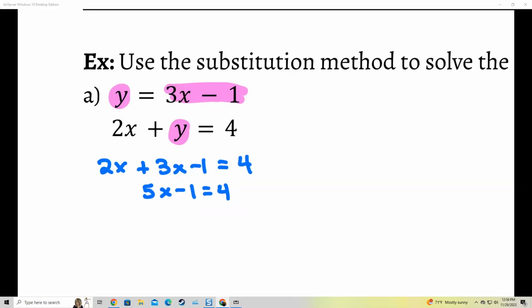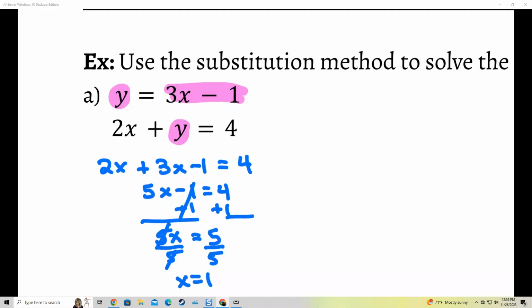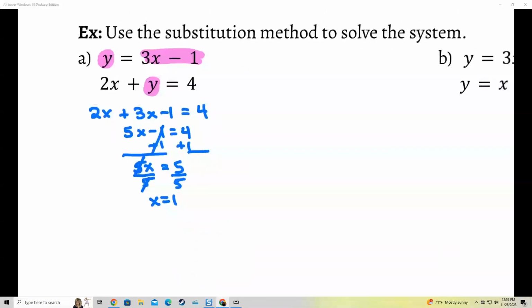Right now I have a 5x and it's being subtracted by 1, so I get to add 1 to each side. I get 5x is equal to 5, and then divide both sides by 5. And I get x equals 1. Hey, at this point, I found the value of x. I know that x is equal to 1.